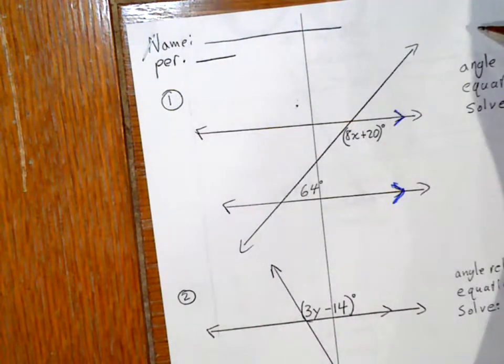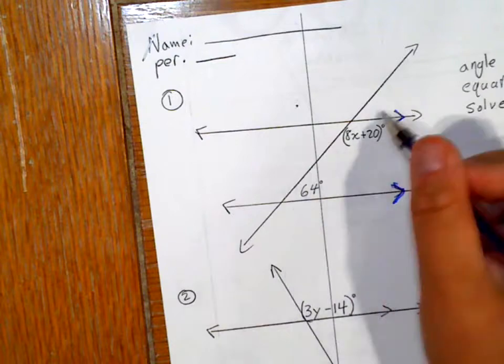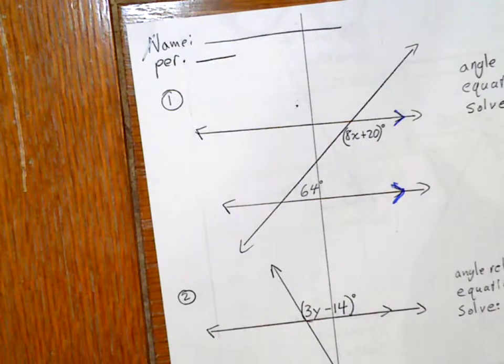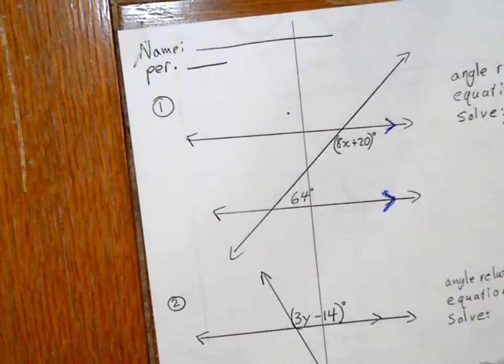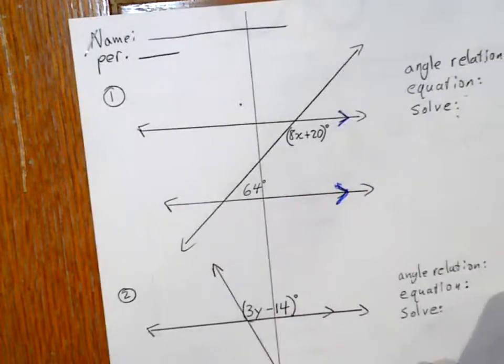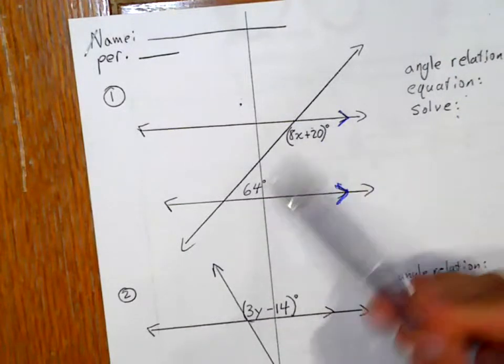There's your transversal. And then you can go with your equations as need be. Angle relation, equation, solve. Angle relation, equation, solve. Always the same thing.